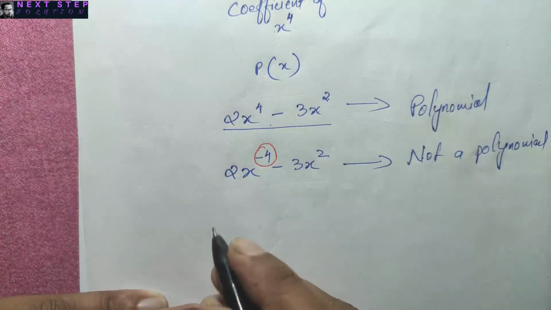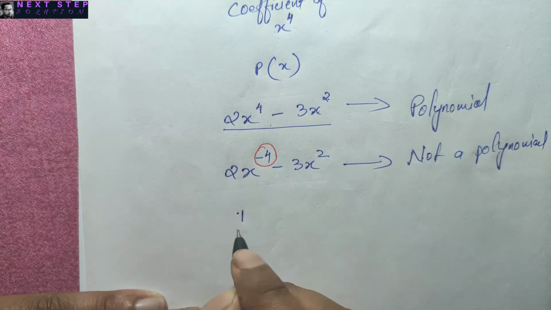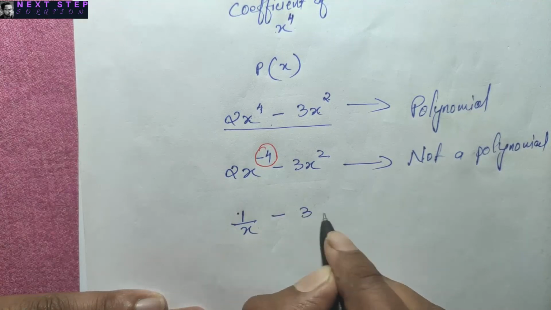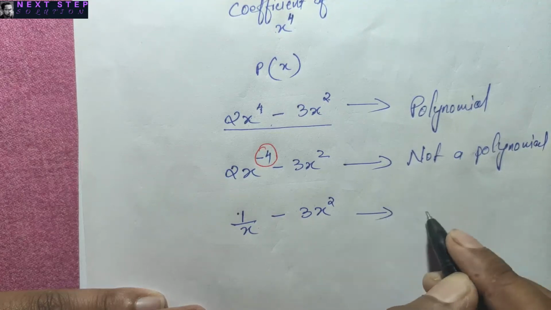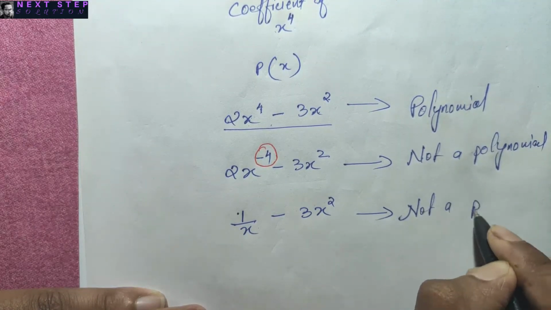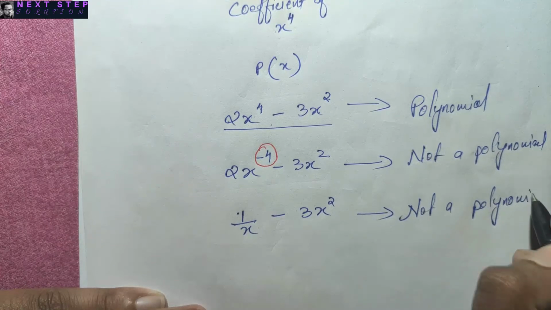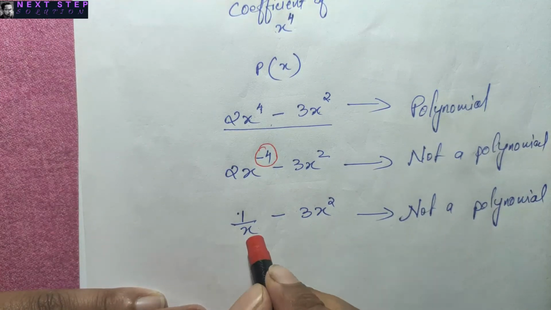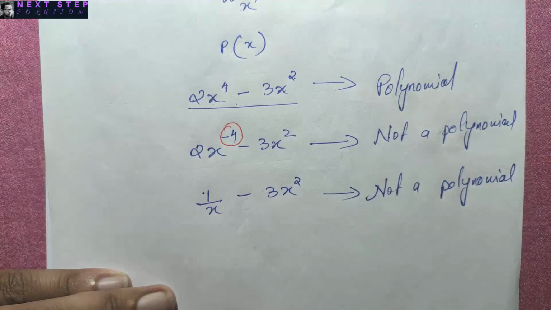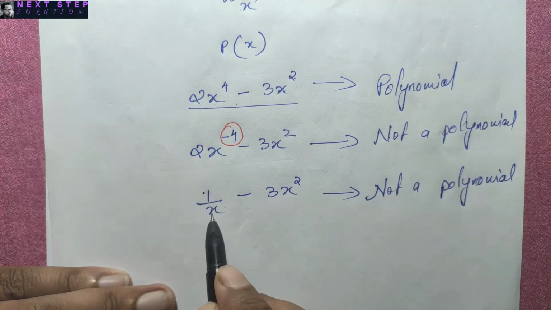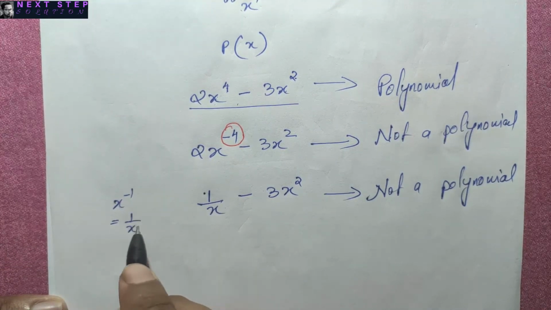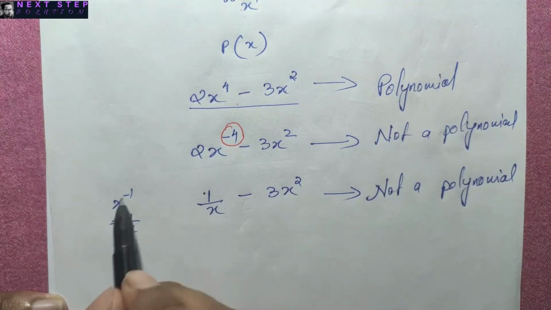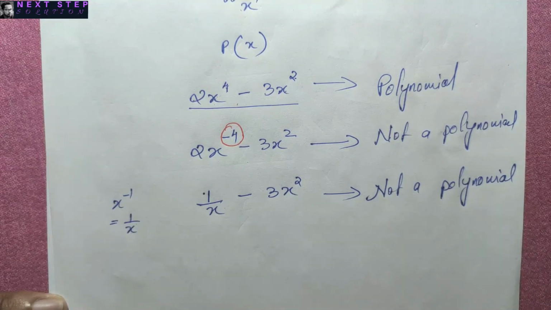Then again, if you have 1 by x minus 3x to the power 2, this is also not a polynomial, because the power of this x is minus 1. You have studied in laws of exponents that the reciprocal of any number is actually the negative power. Actually this x had the power minus 1, which we have written as 1 by x to the power 1. This has a negative power, so this is not a polynomial.